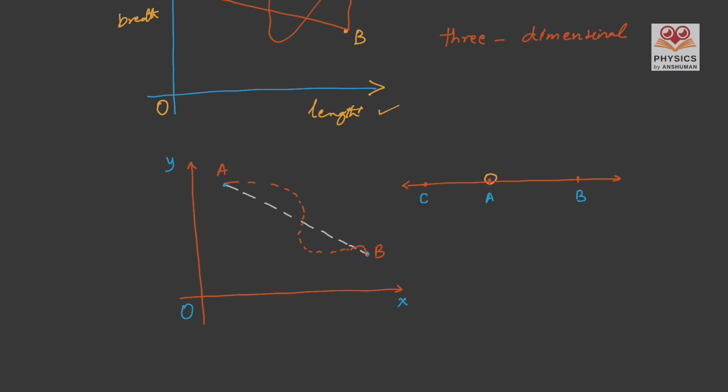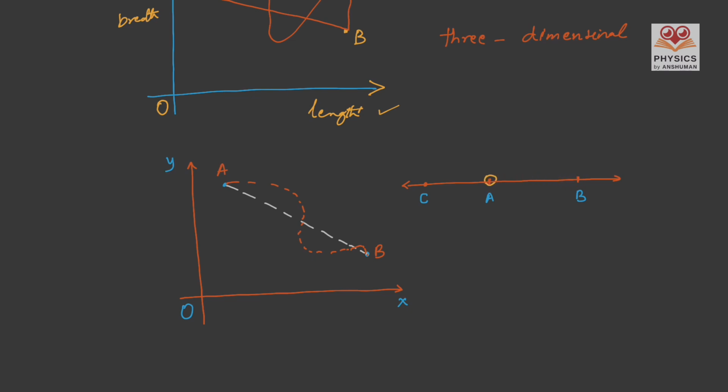In that scenario, we have to calculate the distance the object travels. So from A to C, that distance, plus from C to A, and then from A to B. We have to add all the distances if the path taken by the object is first going to C, then coming back to A, then going to B. So in the case of distance, we have to add all the paths taken. But displacement is again the shortest distance. The shortest distance from A to B is this straight line from A to B.